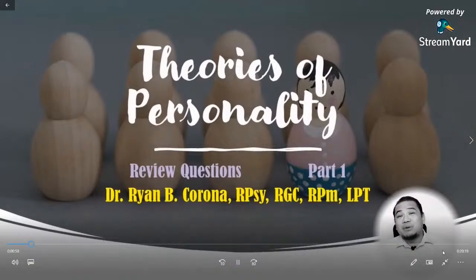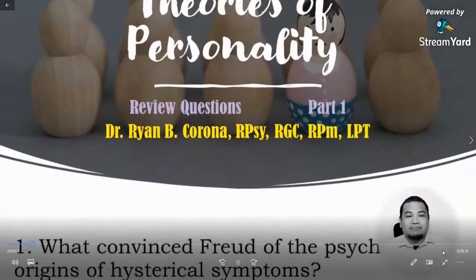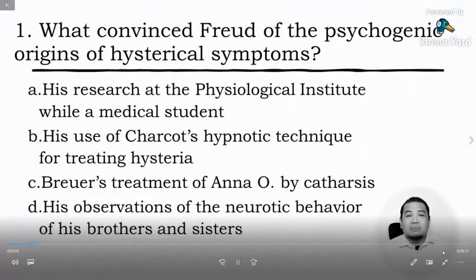Theories of personality review questions. Number 1. What convinced Freud of the psychogenic origins of hysterical symptoms? A. His research at the Physiological Institute while a medical student. B. His use of Charcot's hypnotic technique for treating hysteria. C. Breuer's treatment of Anna O by catharsis. Or D. His observations of the neurotic behavior of his brothers and sister.